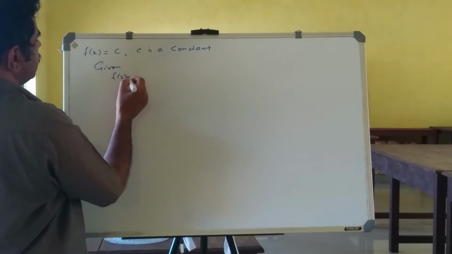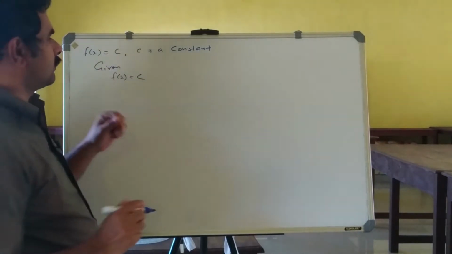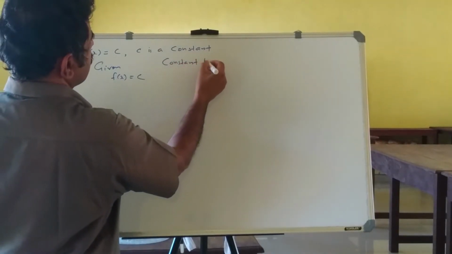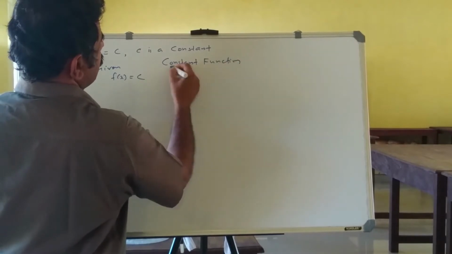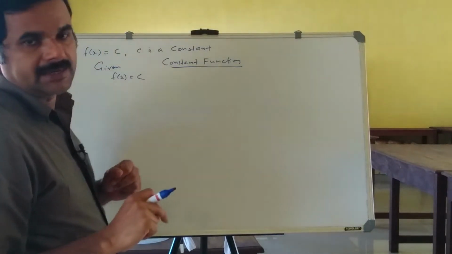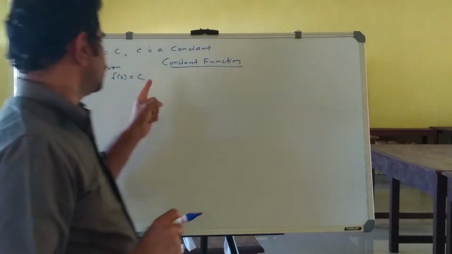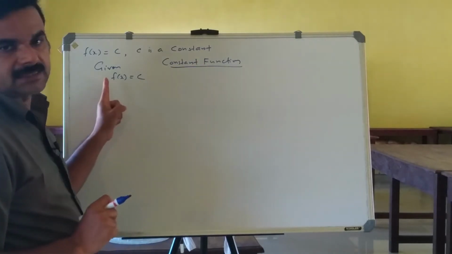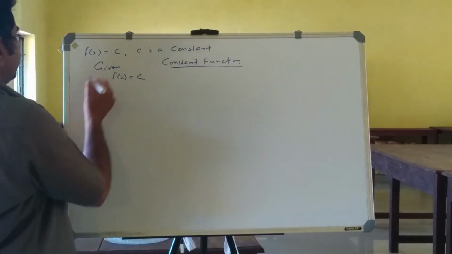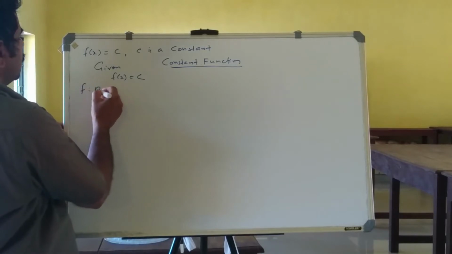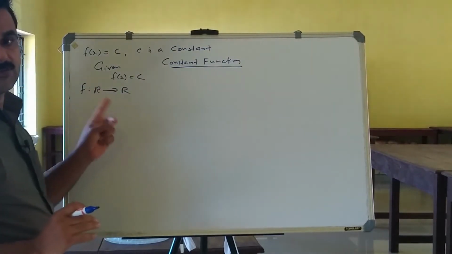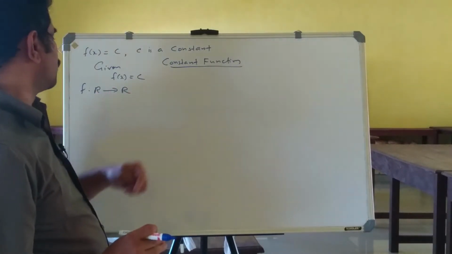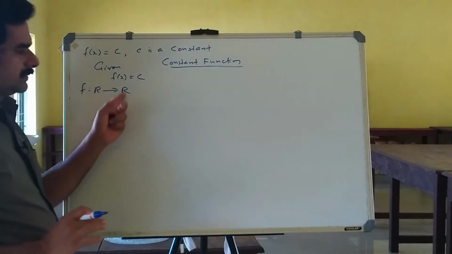Given f of x equal to c, it is known as a constant function. What was the previous graph? That is the identity function. This is the constant function. So how do you express a constant function? That is f of x equal to c. Here f is taken from R to R, therefore it is a real valued function. f of x is equal to c, where c is a constant.